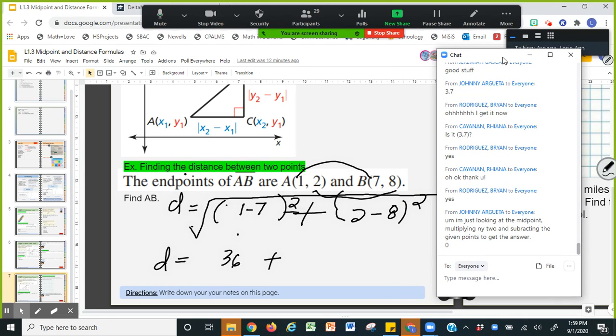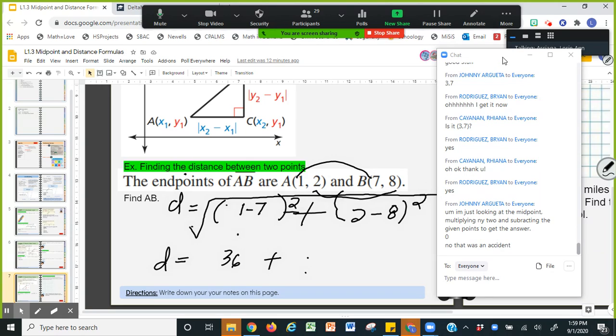So 2 minus 8 is negative 6. But when you square the negative 6, Johnny, it's going to become positive. Does that make sense? So then this will also become 36 because negative 6 times negative 6 is also 36. So that means the distance, oh, I forgot to write the square root, is actually the square root of 36 plus 36, which is 36 times 2.